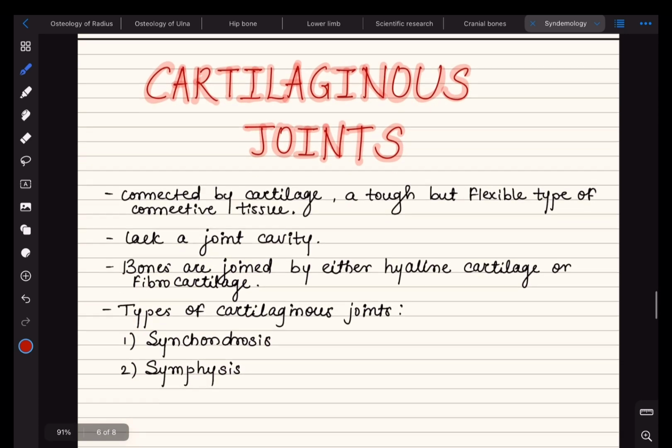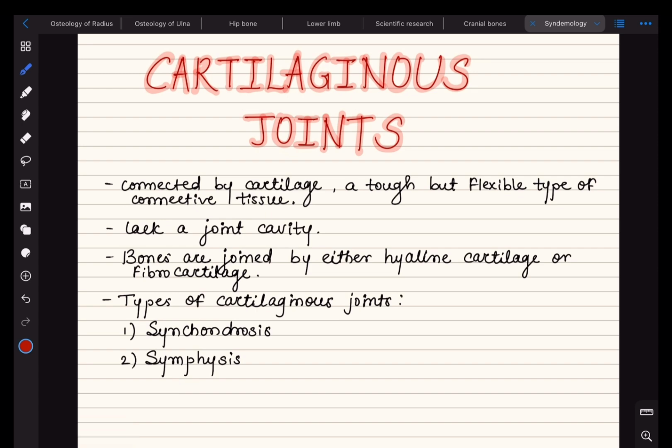Our next topic is cartilaginous joint. The cartilaginous joints are the ones which are connected by the cartilage, which is a tough but flexible type of connective tissue. It lacks a joint cavity. These bones are joined by either hyaline cartilage or the fibrocartilage. There are two main types of cartilaginous joints. First one is the synchondrosis, second one is the symphysis.